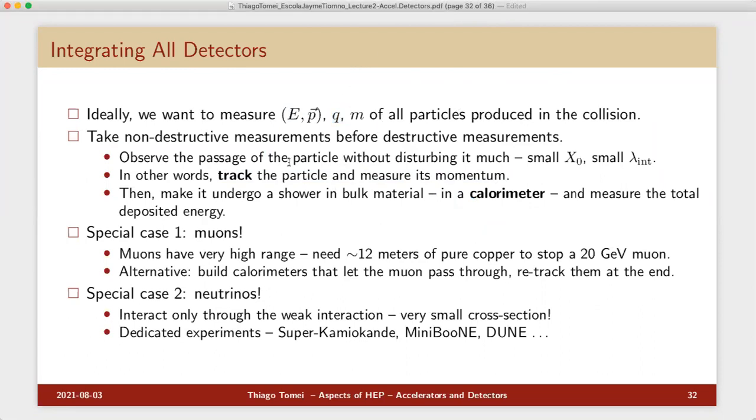There are two cases which are different, okay? Muons. Muons penetrate a lot in bulk material. They have very high range. You need something like 12 meters of pure copper to stop a 20 GeV muon.